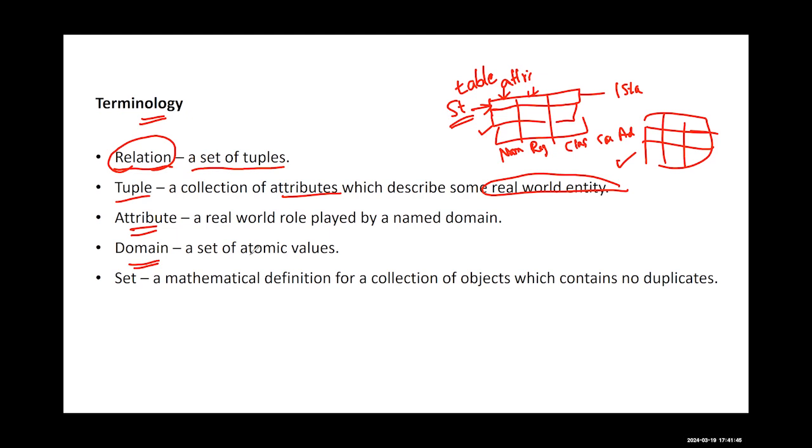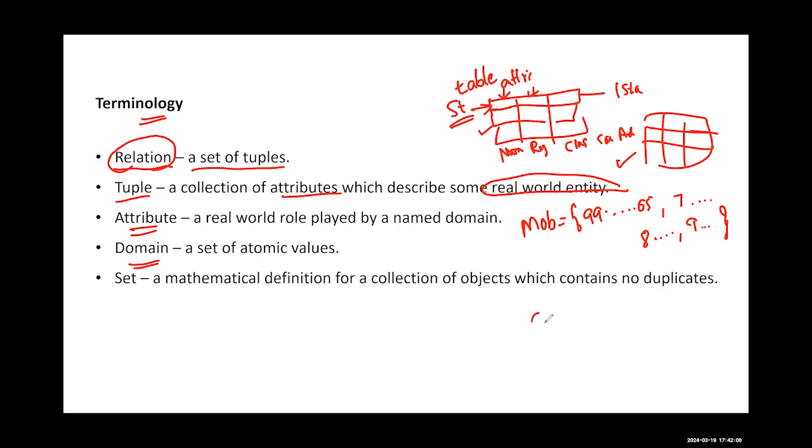Domain, what is a domain? A set of atomic values is a domain. What is the meaning of that? For example, if I say mobile number, what is the domain for this? All the possible mobile numbers, 10-digit mobile numbers, can start from 7, can start from 8, can start from 9, etc. All the possible values are called a domain.